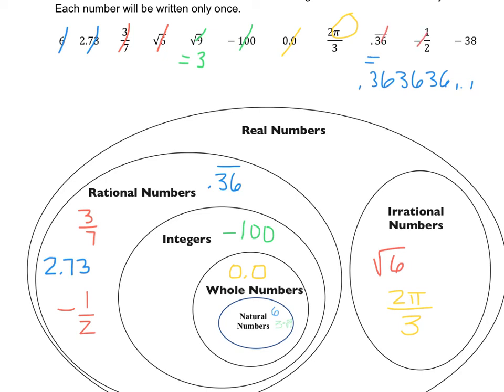So let's see, we got those two, and negative 38. So it is not a fraction or a decimal, but it is negative. So that means it goes in here as an integer. Because it's negative, but it is not a fraction or decimal, it is an integer.